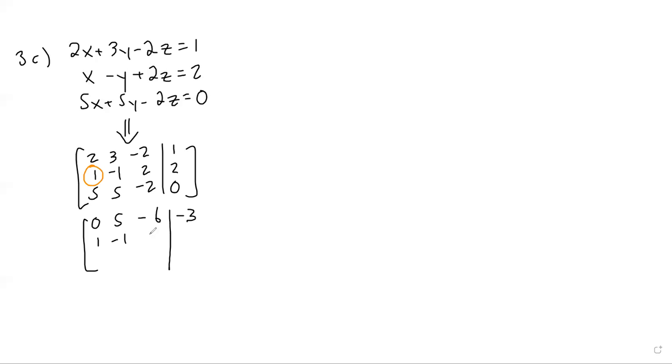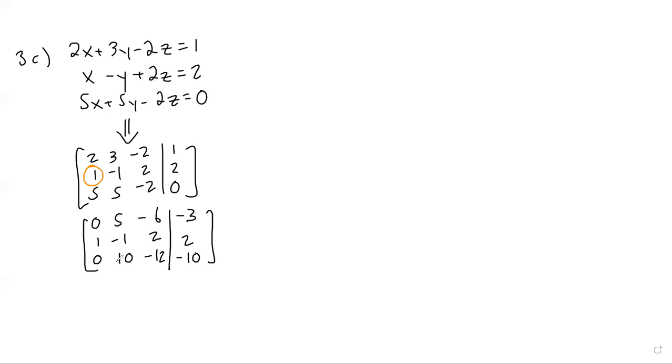Now keep this one intact. And then minus 5 of row 2 here. And so I'm going to get 5 minus negative 5 is 10. And negative 2 minus 10 is actually going to be negative 12. And that's going to be 0 minus 5 of 2, so negative 10.